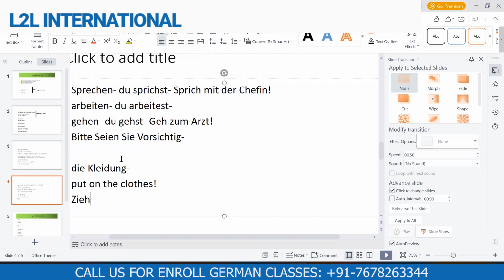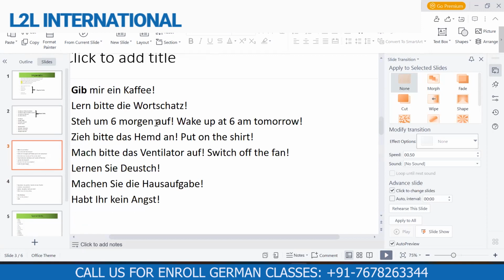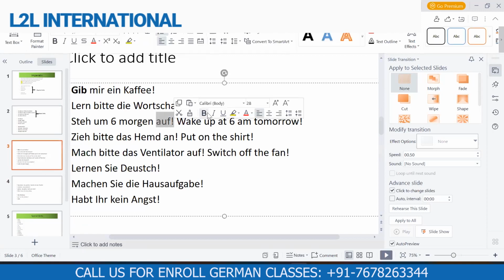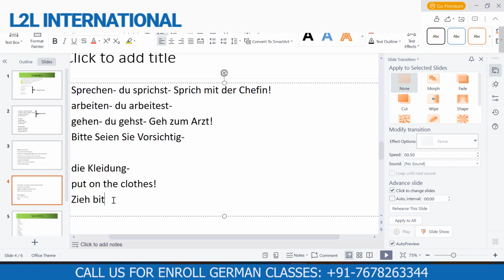As I told you, it doesn't matter if you are making an imperative sentence, the prefix always goes at the last. Our normal rule is the same for Trennbare verbs. So: zieh bitte die Kleidung, and at the end an. Got it? Zieh bitte die Kleidung an. Put on the clothes. Did you get it, Sana?